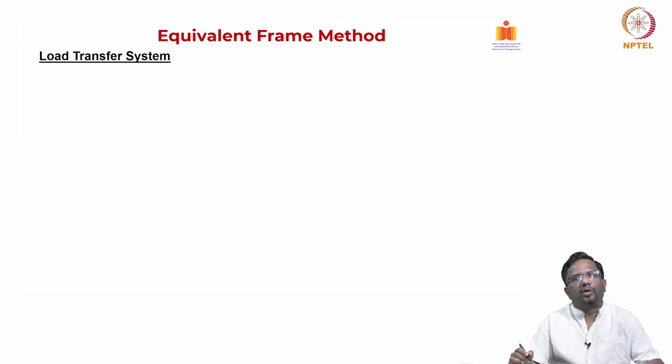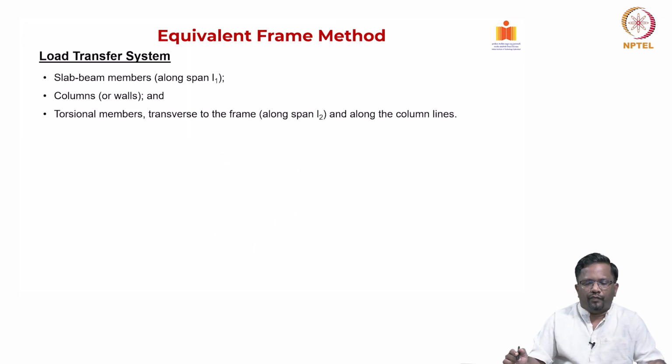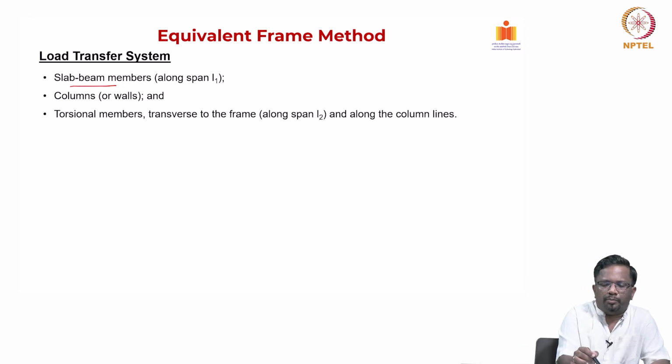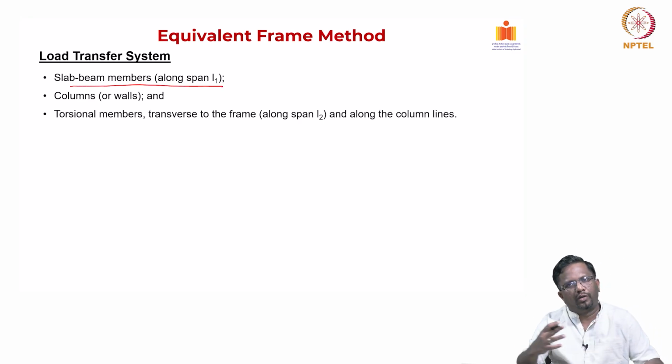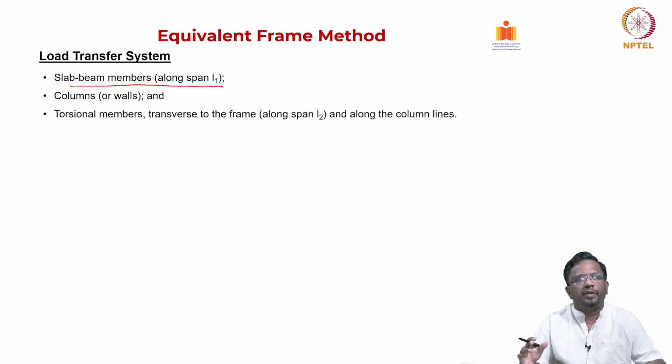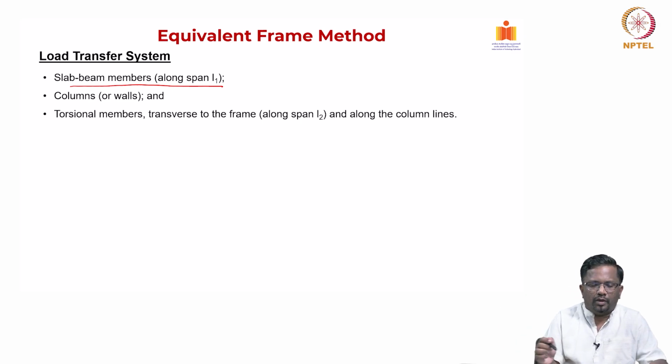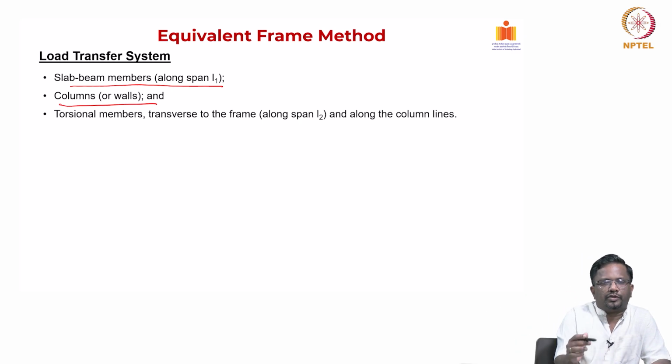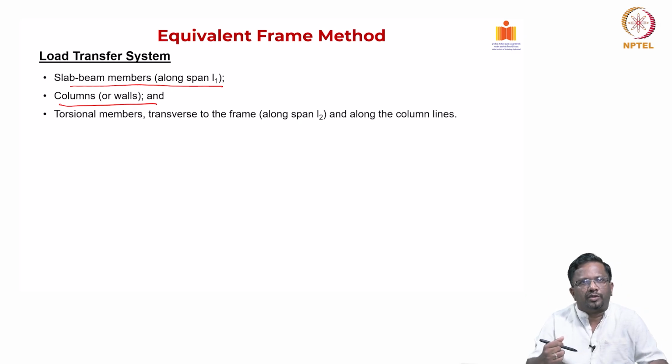Now, what is a load transfer system? We will talk about that. In the equivalent frame, I am going to have a slab beam member along the span we are doing the analysis. The span is, as we have discussed, going to be L1, and in the orthogonal direction the width of the strip will be taken as L2. And it will also have columns or walls, other supporting elements that are connecting to the slab.